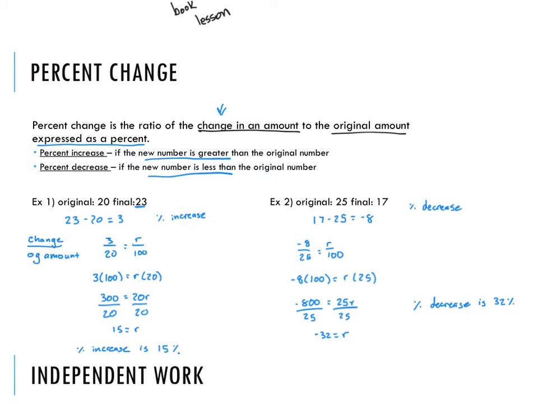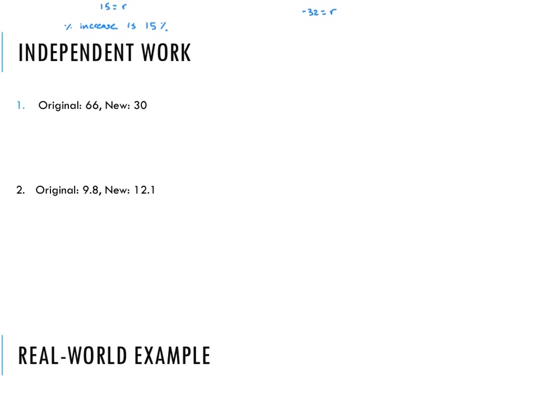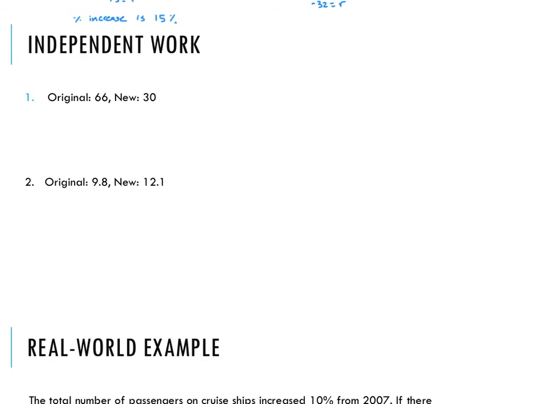Now notice that in my sentence, I don't write negative 32%. Okay, it's just 32%. The reason why I don't need the negative symbol is because percent decrease already tells me that information. All right, I'm decreasing from the original amount by 32%. So in my answer, I don't need to rewrite the negative sign. Okay. Go ahead and try these two on your own.